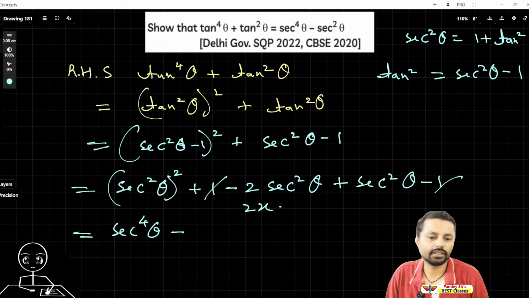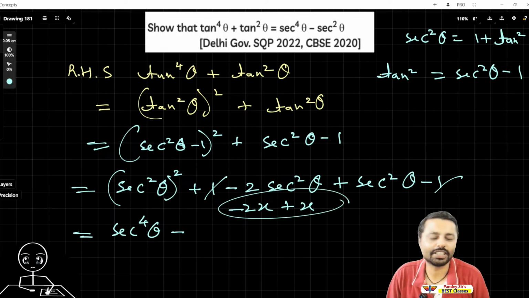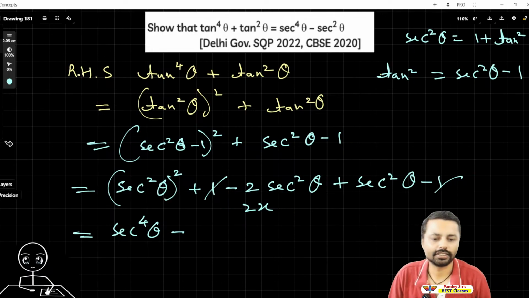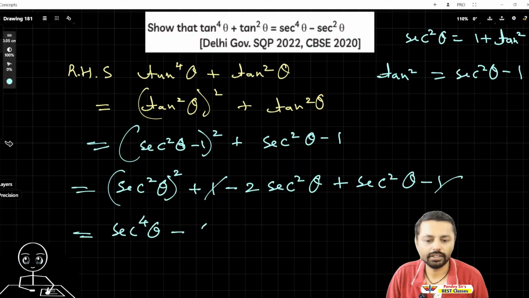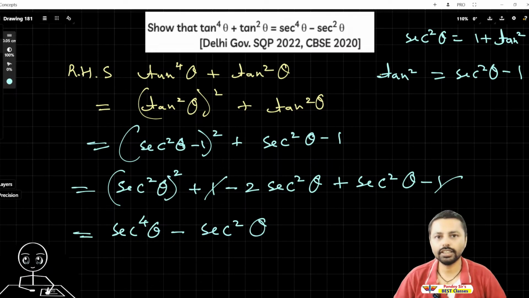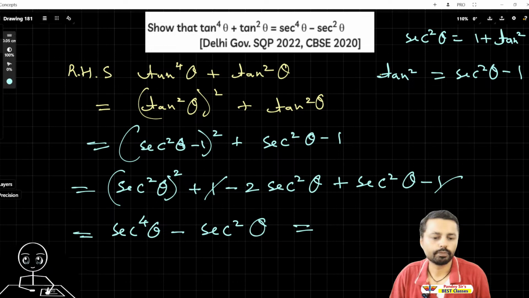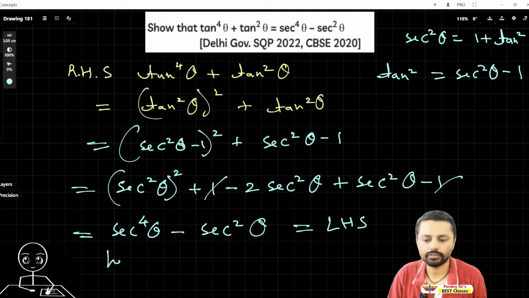It's like minus 2x plus x. What you will have? Only minus x. So here we'll get minus sec square theta. That's it, as easy as that, and we have proven it. Hence equal to LHS. Hence proved.